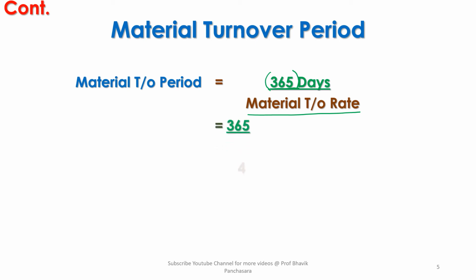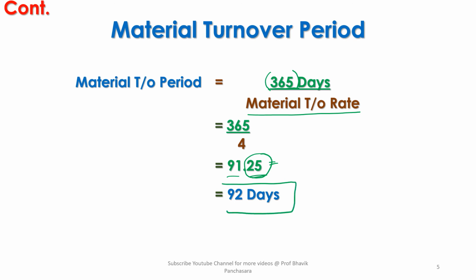Now if we put the value, so 365 divided by 4, that is material turnover rate. So final answer here is 91.25. Here this answer shows the days, so this 0.25 we have to convert in a full day. So here final answer we can say that is 92 days material turnover period.